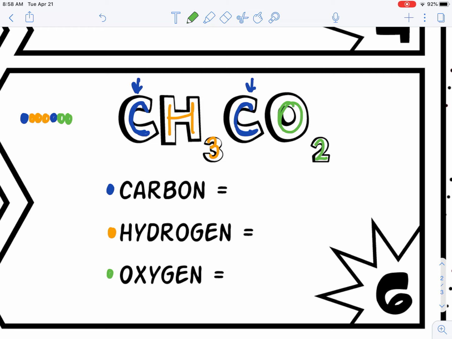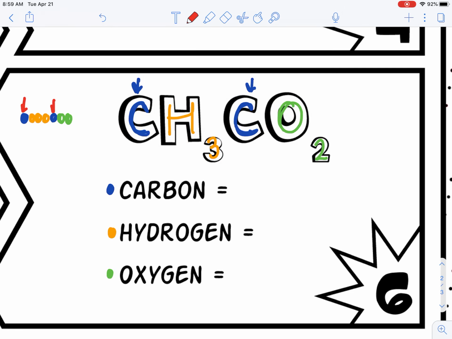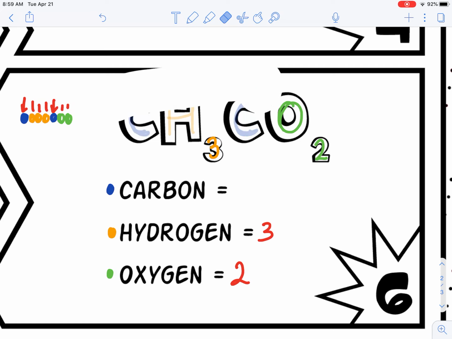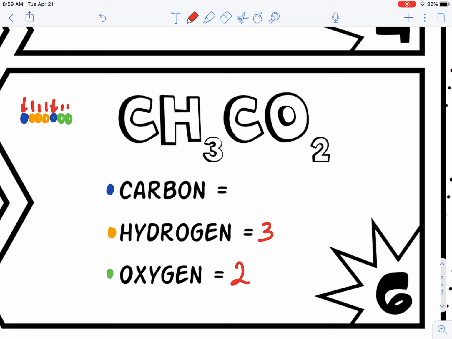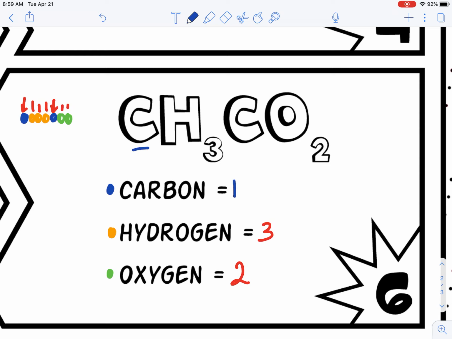1, 2. So I can go through and I can count my picture. I have 1, 2 carbons. I have 1, 2, 3 hydrogens, and I have 2 oxygens. But if I didn't want to draw a picture and I wanted to figure out how many carbons I have, I could look at it and I could see here, I have 1 here, and I have 1 here. I'm going to add them together to get my 2.